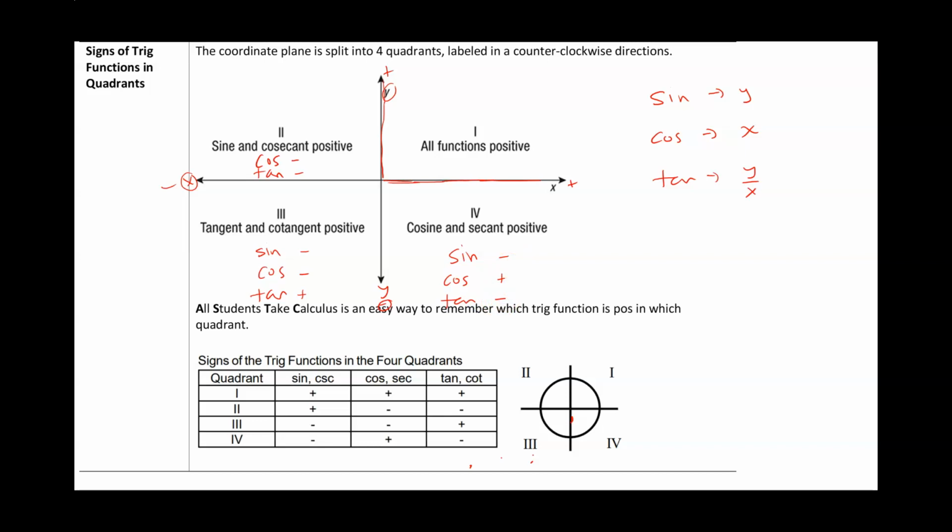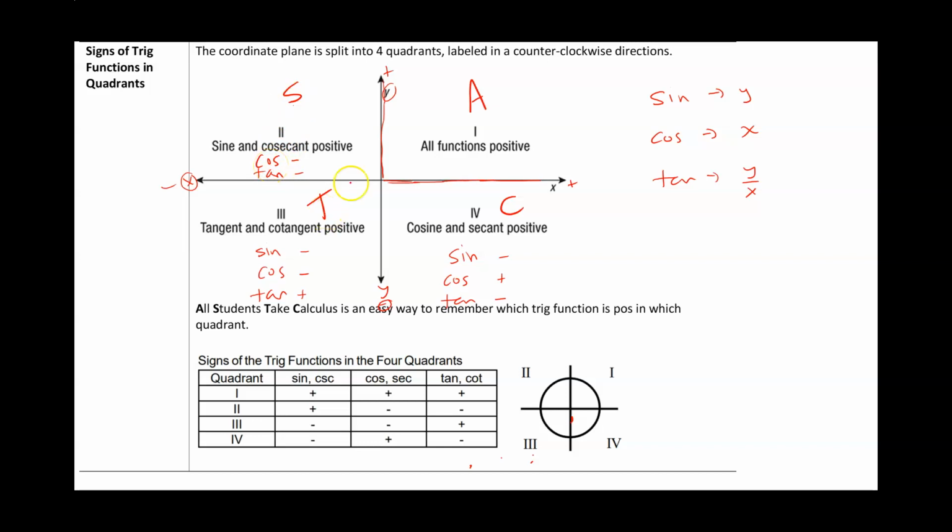Now, the easy way to remember this is all students take calculus. All students take calculus. If you don't like that one, you can make up your own. All students take calculus. So in quadrant 1, all the functions are positive. The S just tells you which function is positive in quadrant 2. So in quadrant 2, the sine function is positive because the y's are positive. And the other two are going to be negative. So whatever function is positive, the other two are negative. So sine's positive, cosine, tangent are negative.